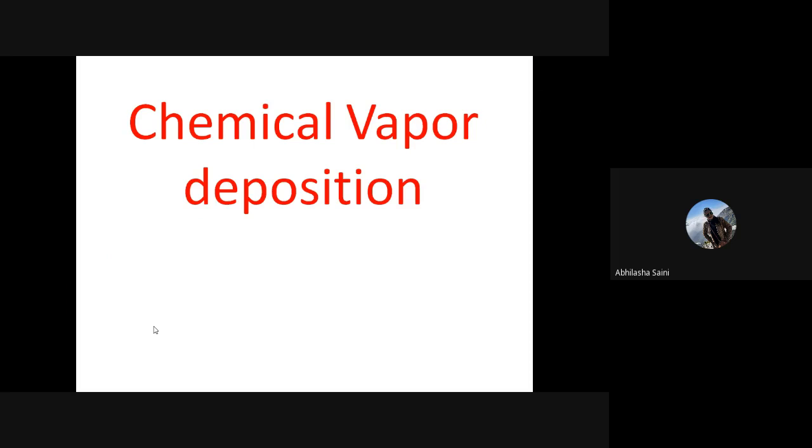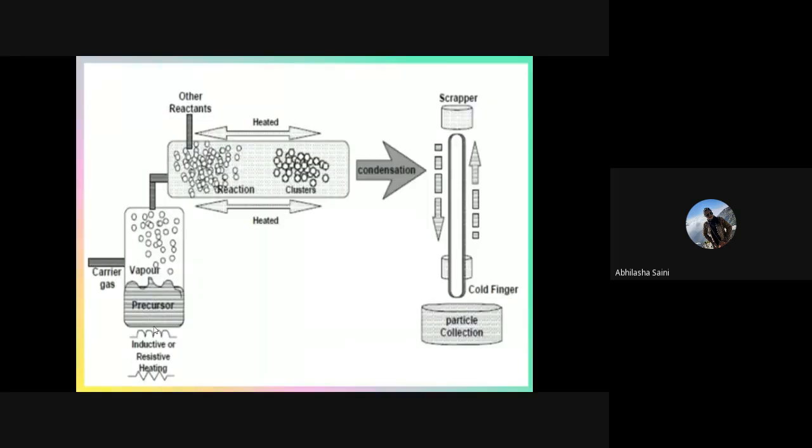is chemical vapor deposition. This is somewhat like the physical vapor deposition that we have already seen, but here we are getting the nanoparticle by a chemical reaction. So this is chemical vapor deposition. I'll try to explain the process with the help of this simple diagram, how this process takes place to convert the vapors into nanoparticles.